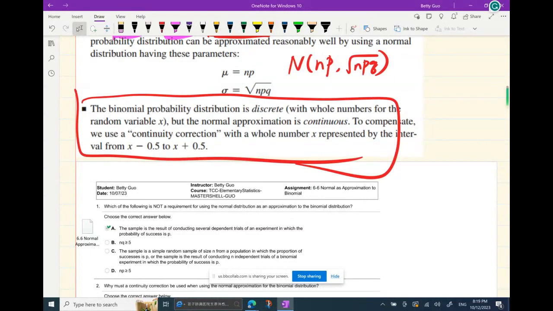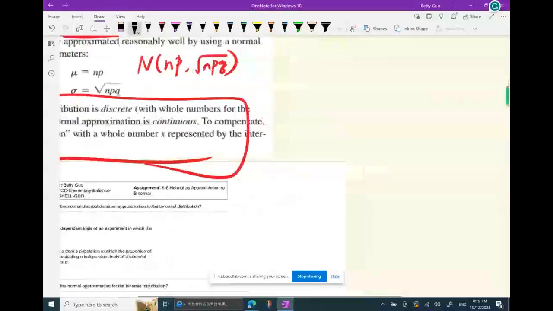We do have to adjust that from discrete to continuous, and the process is called continuity correction. How do we do the continuity correction? We use 0.5 to adjust. To compensate, we use a continuity correction with a whole number x, represented by the interval from x minus 0.5 to x plus 0.5. Okay, so let's say we roll a die 10 times.